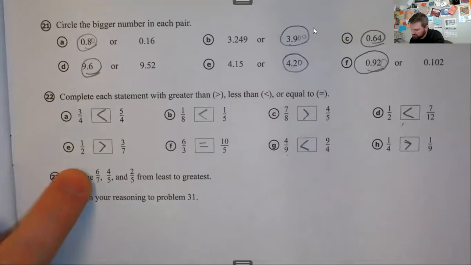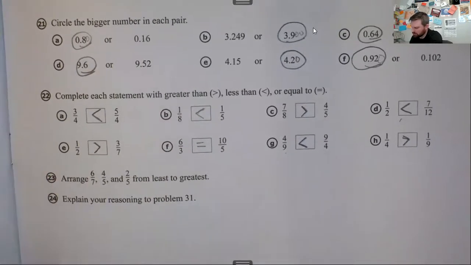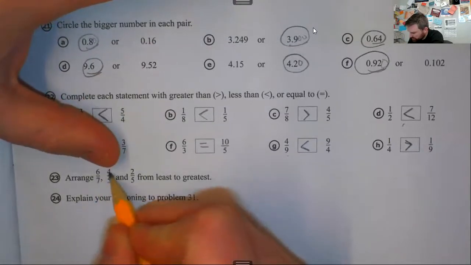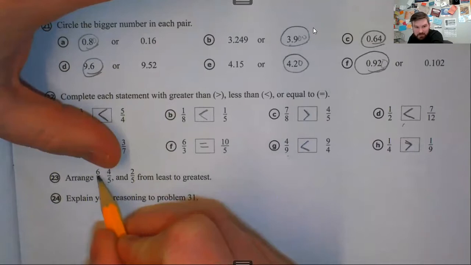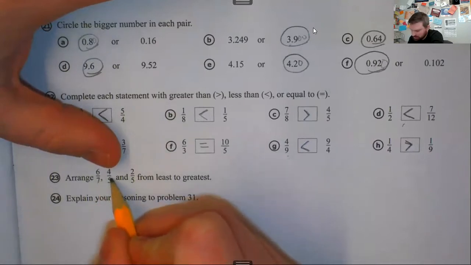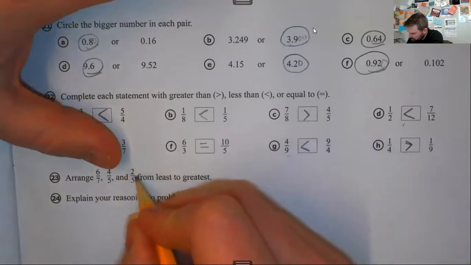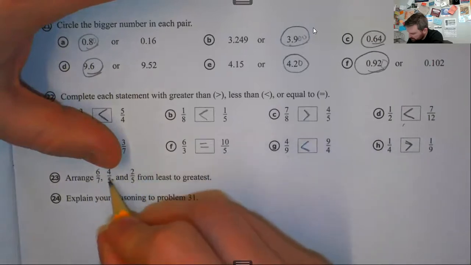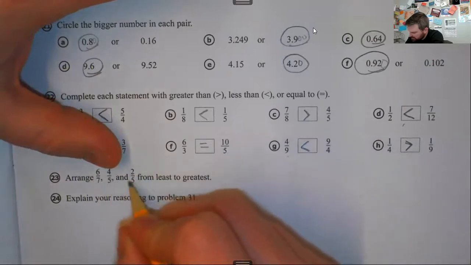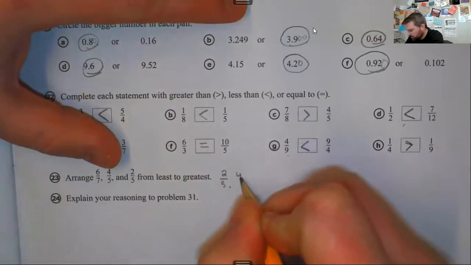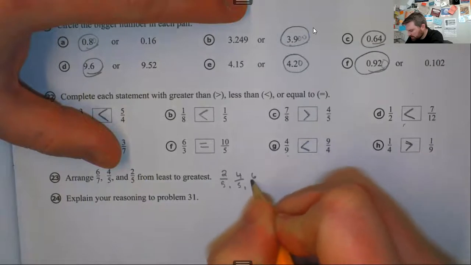Arrange 6/7, 4/5, and 2/5 from least to greatest. This is almost 1. This is almost 1. But this is bigger than this one because there are more slices. Okay, and then this is smaller than this one because this is 4/5. This is 2/5. This is less than half. So you get 2/5, 4/5, and then 6/7.